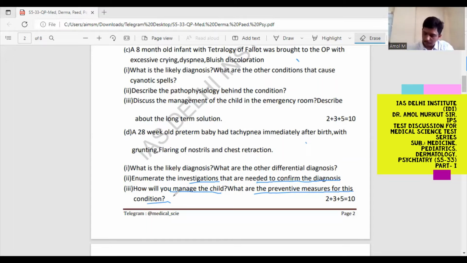So then what are the preventive measures? In preventive measures, you have to give steroids to the mother. If premature delivery is expected, then you have to give steroids to the mother before the delivery. Okay.